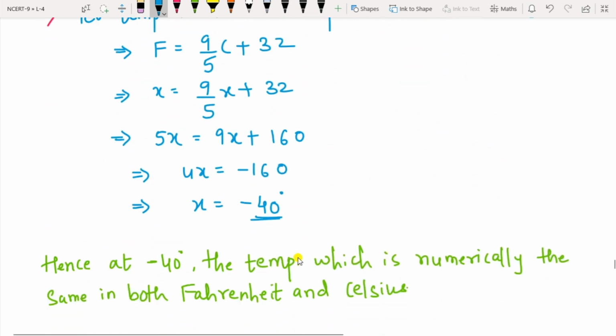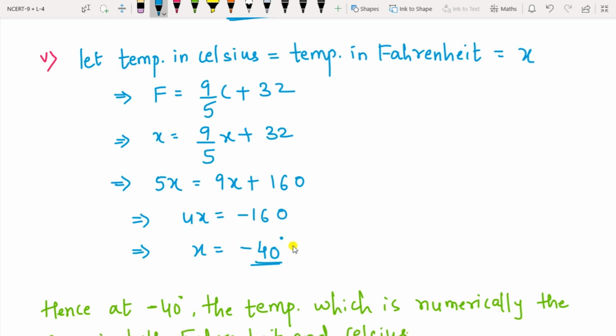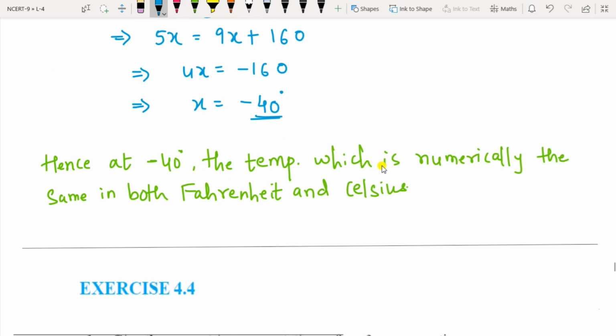Now in fifth question, you have to find at what temperature the values of Celsius and Fahrenheit are numerically the same. So let us consider the numerical value of Celsius and Fahrenheit is x here. So in F and C both places you have to substitute x here. Take the LCM of 5 and multiply 5 here. So it will be 5x equal to 9x plus 160. Subtract this one. You will get 4x equal to minus 160. So x equal to minus 40. So at minus 40 degree centigrade, the temperature is numerically the same for both Fahrenheit and Celsius.